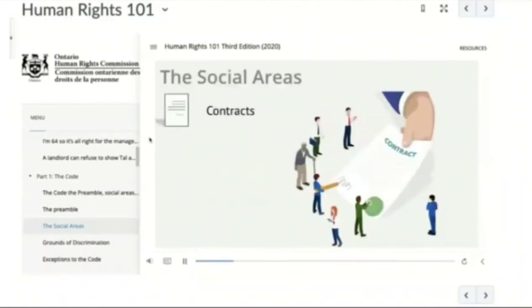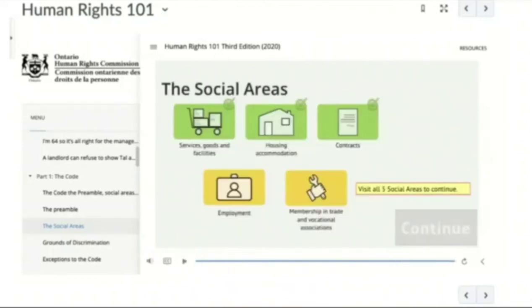Contracts. Everyone has a right to enter into a contract on equal terms. This includes the offer, acceptance, price, or even rejection of a contract.